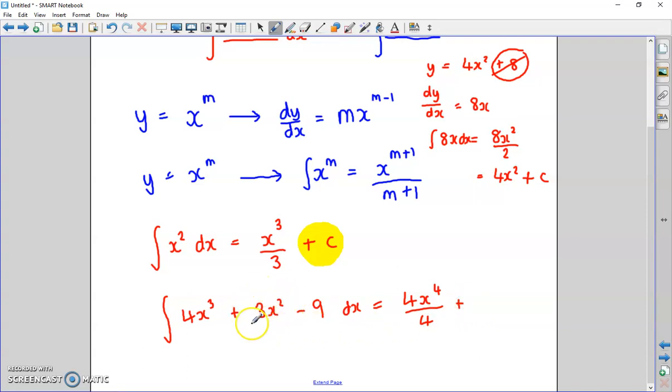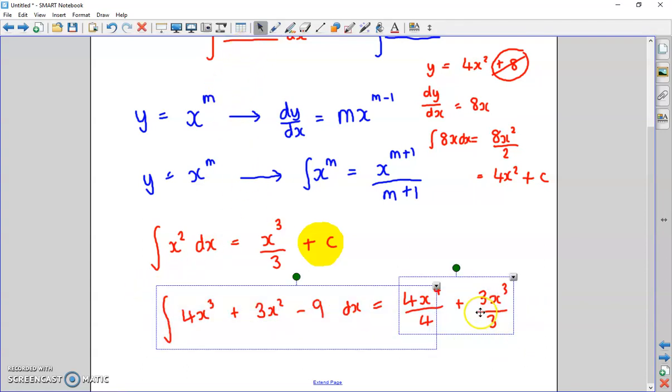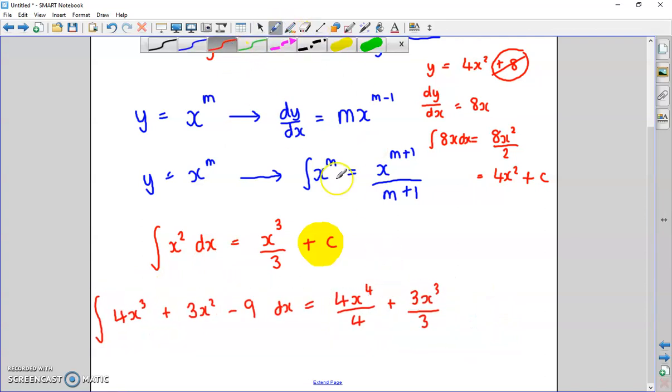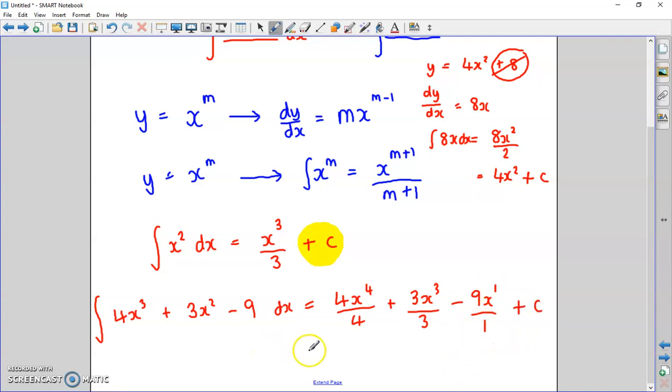The next one would go to 3x cubed, raise the power by 1 and divide by the new power. I have to move this over a sec because I'm going to run out of space. The minus 9 will pick up an x, so x to the power of 1 over 1, so you don't really need the 1s. Plus c, don't forget your plus c. Tidy that up, that 4 cancels out, x to the power of 4, 3 cancels out, x cubed, don't need the 1s on that one, so just minus 9x plus c.